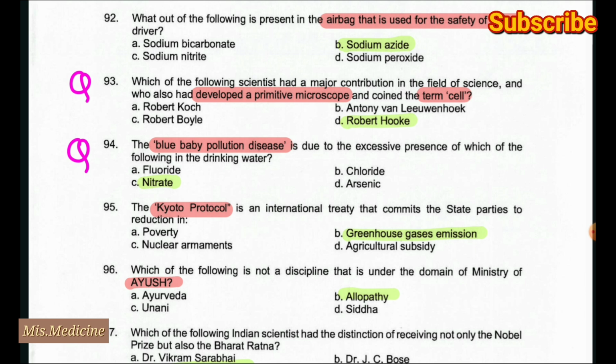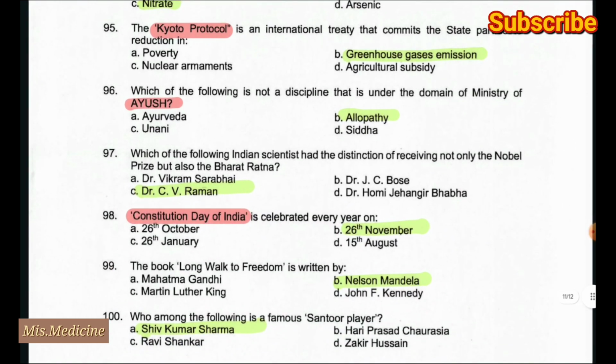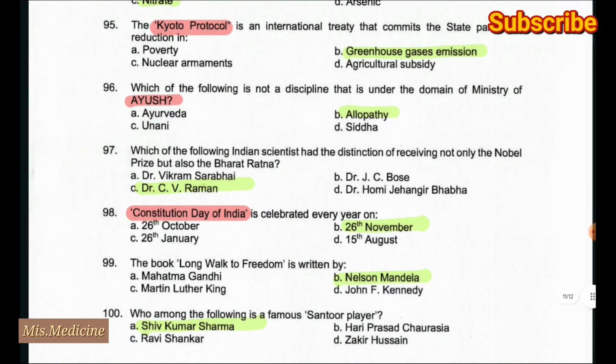Next question: blue baby syndrome is a pollution disease. Blue color means nitrates. Okay, the Kyoto Protocol is an international treaty that commits state parties to reduction in greenhouse gas emissions. Next question: which of the following is not a discipline under the domain of the Ministry of AYUSH? Allopathy, of course.